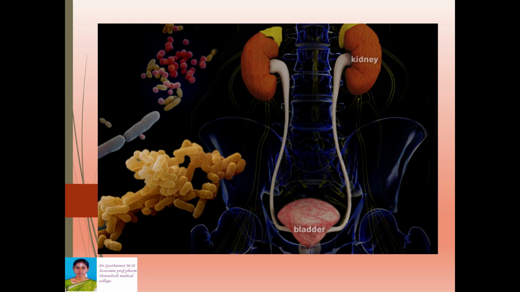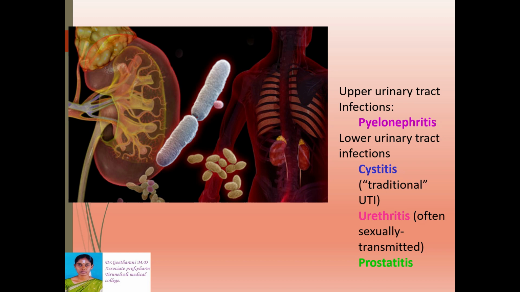Okay. With this, these are the organisms which are infecting this urinary tract. This is the image showing that. So urinary tract infections again can be classified into upper urinary tract infections and lower urinary tract infections. Upper urinary tract infections are commonly referred to as pyelonephritis, and lower urinary tract infections include cystitis, urethritis, which is most often sexually transmitted, and prostatitis. So which UTI is more common? Probably the lower urinary tract infections are more common when compared to upper UTI.